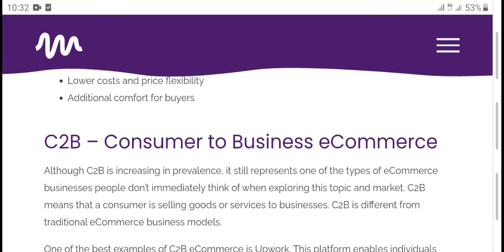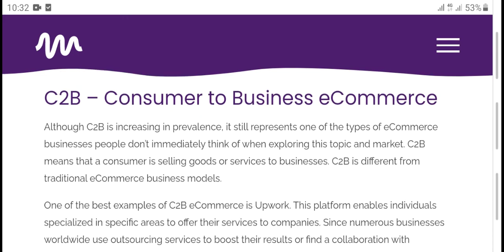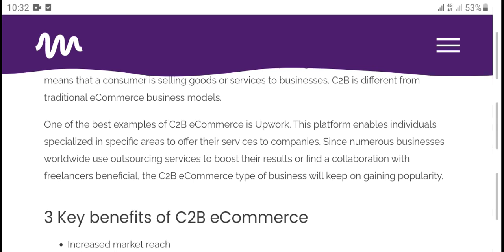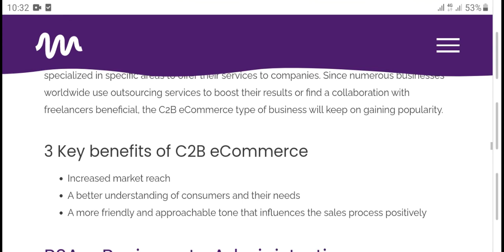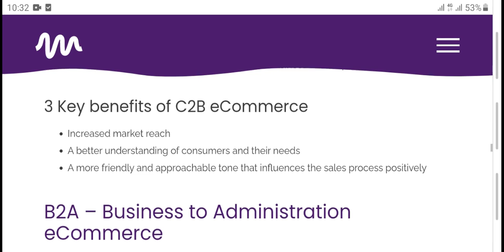C2B, customer to business e-commerce, provides individuals who want to offer products and services to businesses. Examples include platforms like Upwork for individual freelancers. Benefits of C2B: customer insurance, marketing reach, and a more friendly and approved process.